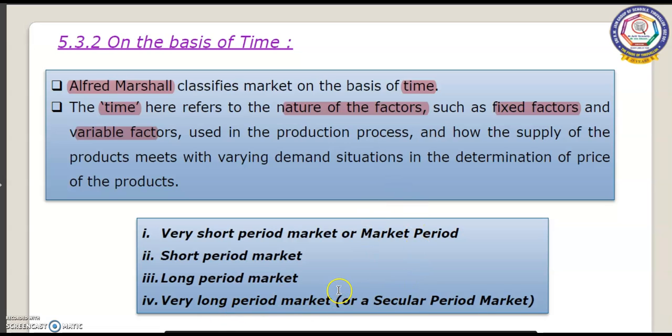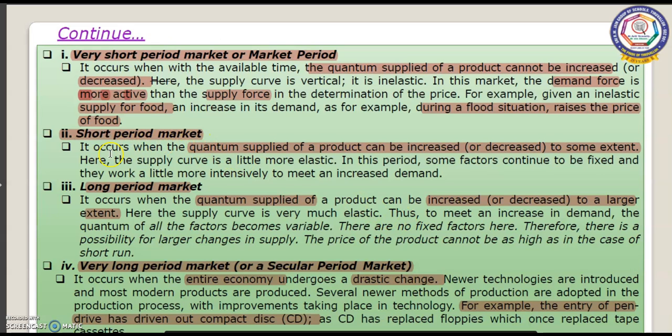Very long period market is otherwise called secular period market. Now first one, very short period market or market period. It occurs when, with the available time, the quantum supply of a product cannot be increased or decreased. So here the supply curve is vertical and it is inelastic.